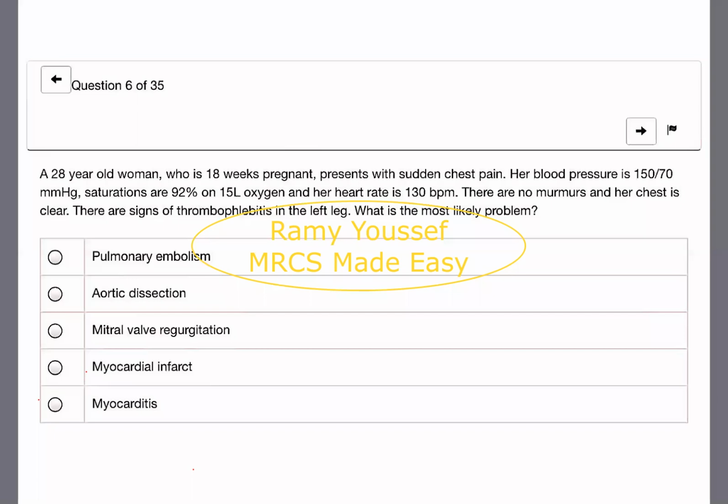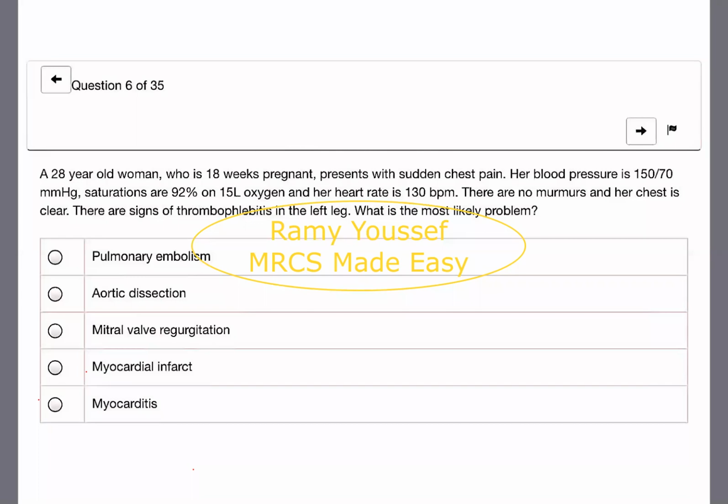I think it is pulmonary embolism because she has chest pain and a current history of thrombophlebitis in the leg, so there's venous thromboembolism. And also her oxygen saturation is low even on high flow oxygen. So it is pulmonary embolism. Okay, let's see other answers. All accept A, pulmonary embolism.